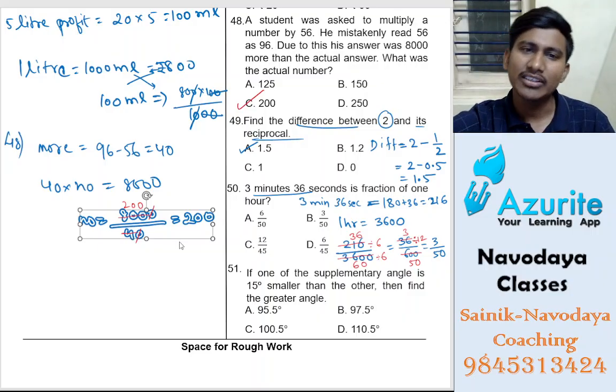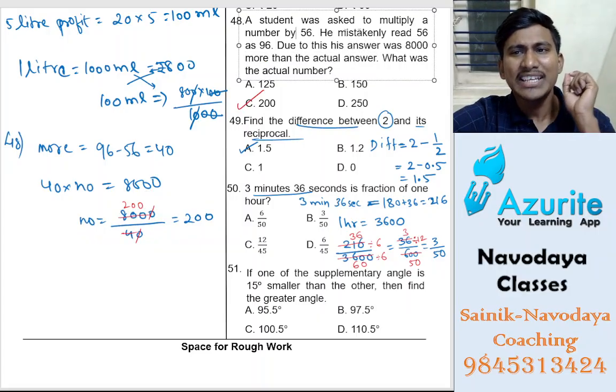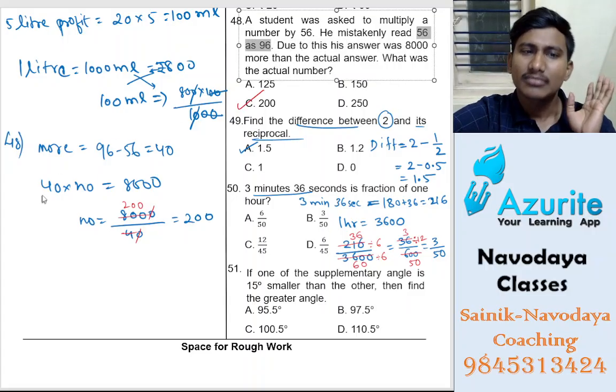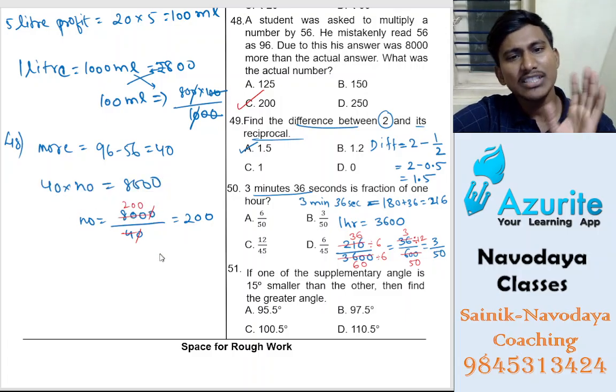Remember this. First they have given more. If it says more, you just subtract these two numbers, that is 56 and 96, and you will get the answer. That answer you should divide, and then you will get the final answer.